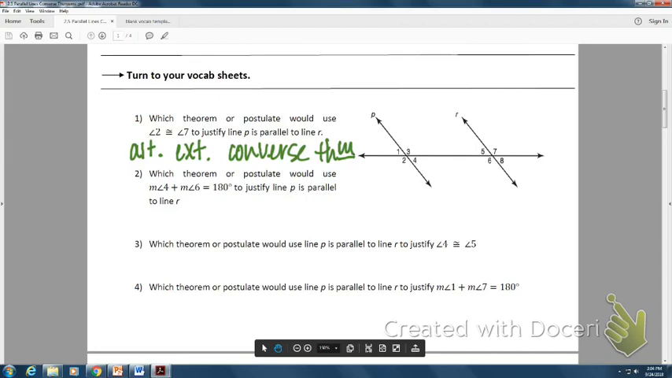Okay, number 2. Which theorem or postulate would you use? The measure of angle 4 plus the measure of angle 6 equals 180, to justify that P is parallel to R. Very good. Same side interior angle converse theorem.